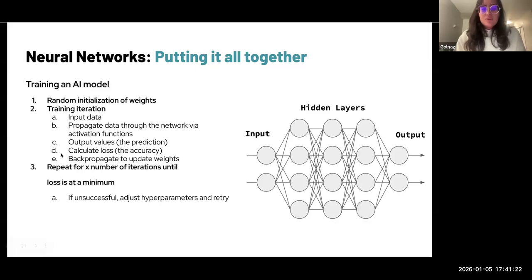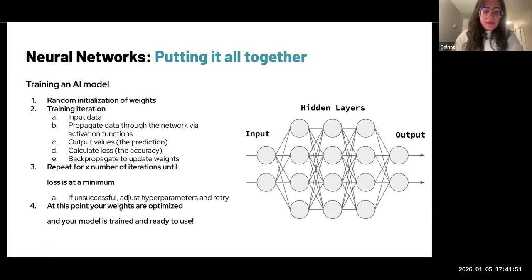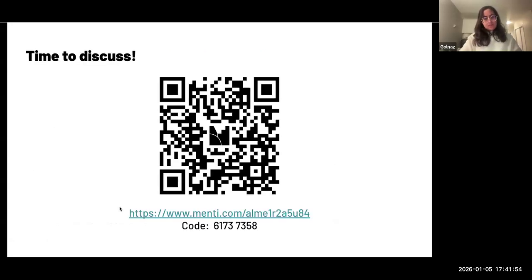And you might go through this process and it might not work. If that happens, that means that probably the hyperparameters for your problem were not chosen carefully. So you need to have another process of choosing the best design choices for your neural network as well. And once you have your loss at a minimum, your weights are optimized, your model is trained, and it's ready to use.